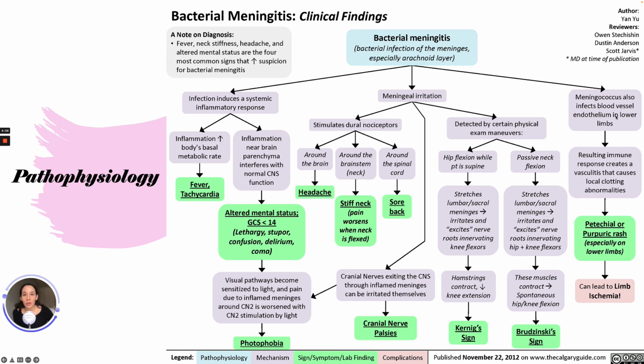And lastly, meningococcus also infects blood vessel endothelium in the lower limbs, resulting in an immune response that creates a vasculitis that causes local clotting abnormalities. So we may see petechiae or a purpuric rash, especially in the lower limbs, and this can lead to limb ischemia.